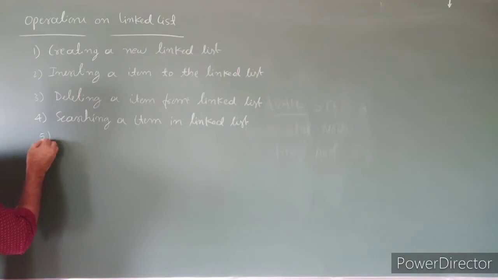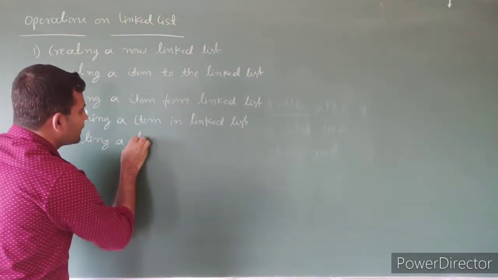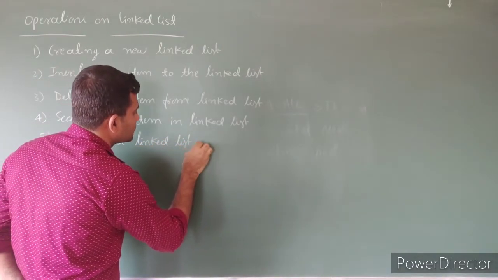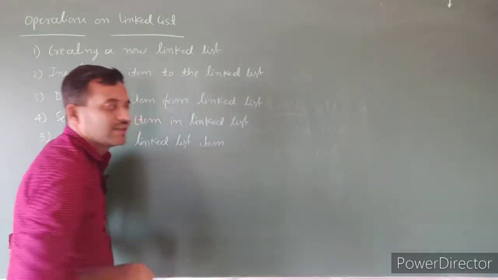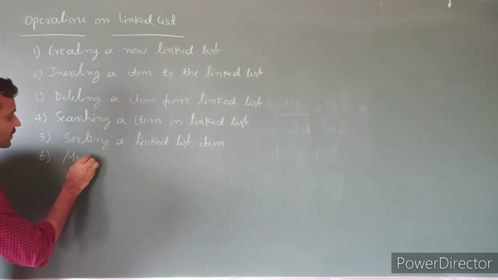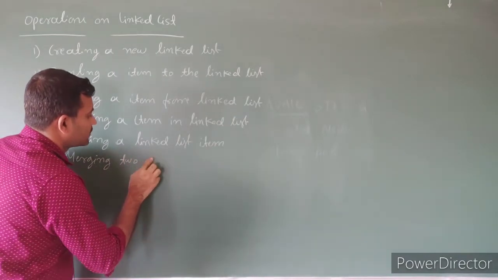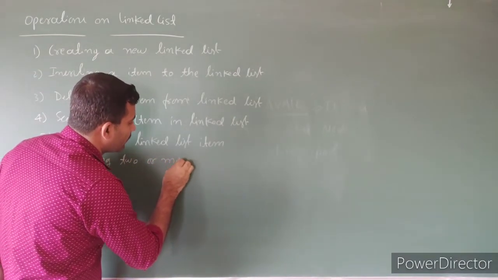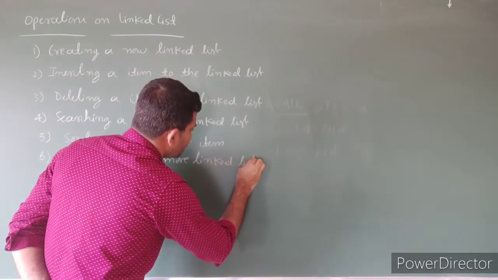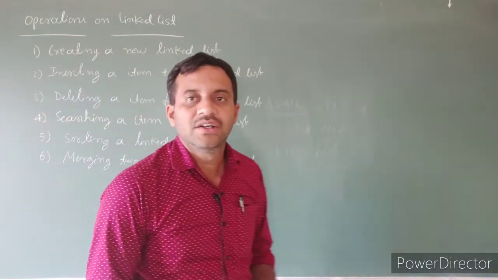Then fifth one is sorting a linked list item. Then last one is merging two or more linked lists. So these are the 6 operations on linked list.